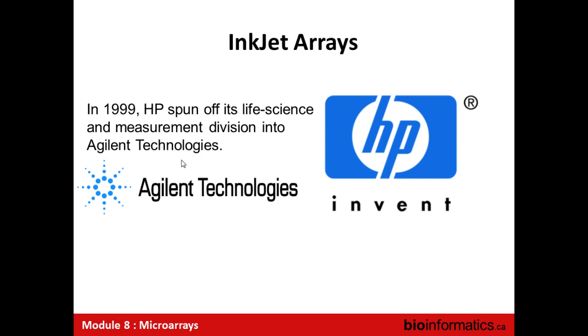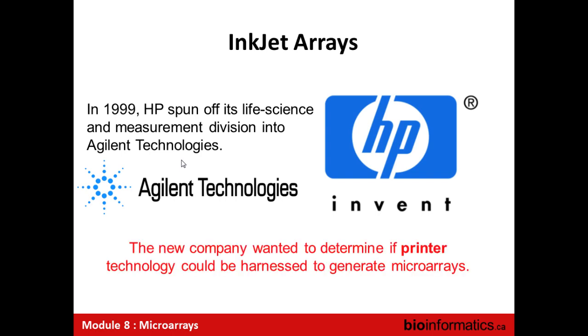Because Agilent was able to start looking at it and say, wait, this is our sister company. We can license any of their patents that we want for free. We're supporting one another. And therefore, they have a lot of patents on HP printers, how to put a small quantity of liquid in a very precise location. That kind of sounds like a microarray. How to put a very small quantity of something in a very specific location. So they decided to try to see if printer technology could be harnessed to generate microarrays.